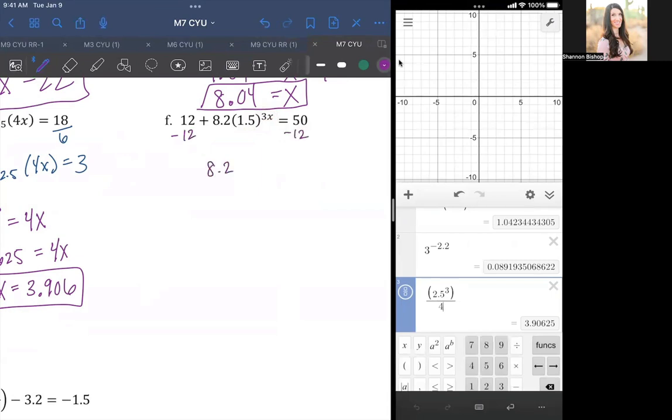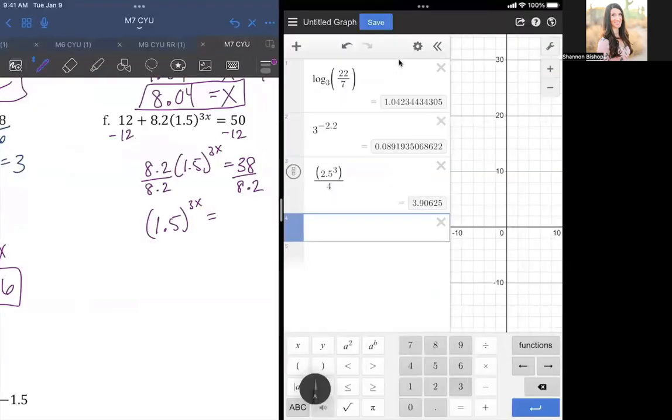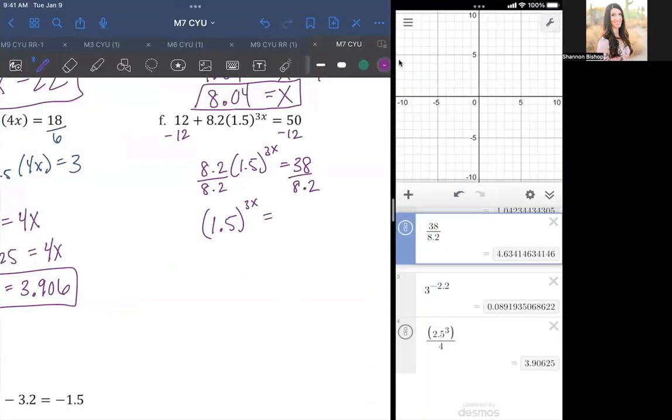So 8.2 times 1.5 to the power of 3x. What is that? 38. Okay, we're getting closer. But you still have the 8.2. He is neither a base nor a power nor a result. Get rid of him. So now we have 1.5 to the power of 3x equals whatever 38 over 8.2 is. You could leave it in fraction form, 38 over 8.2, or the decimal equivalent would be 4.63. So I'll use the decimal equivalent on this one.